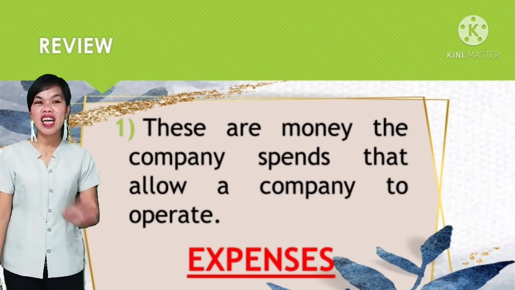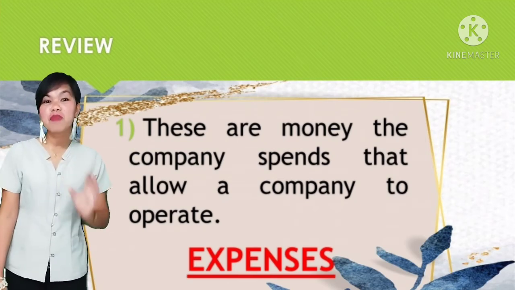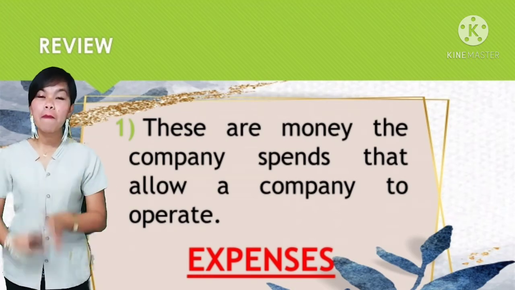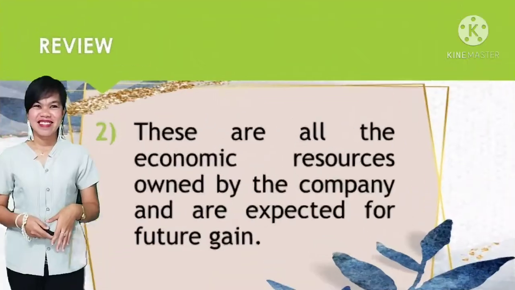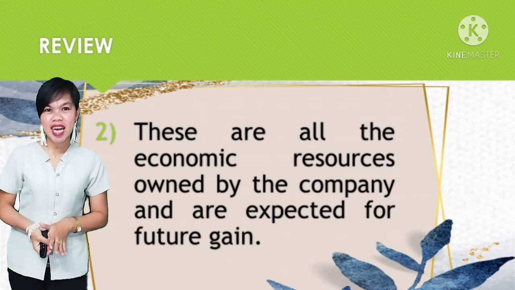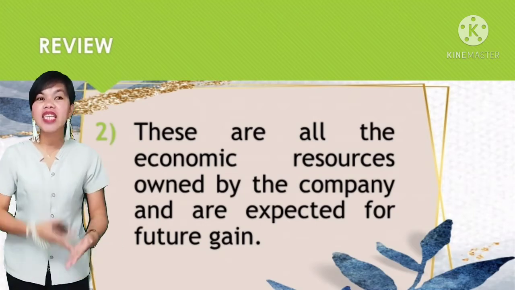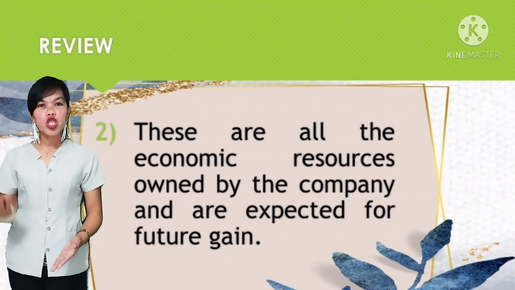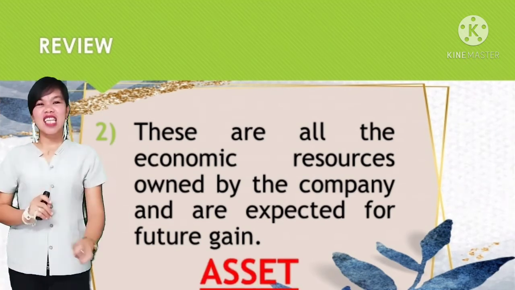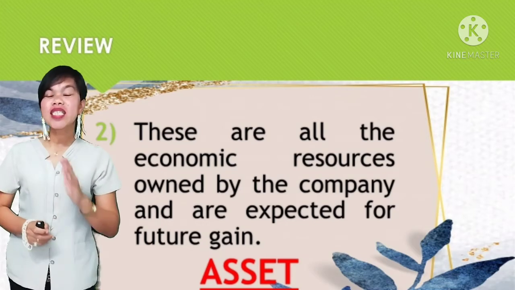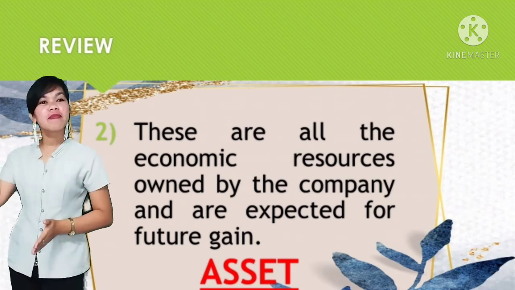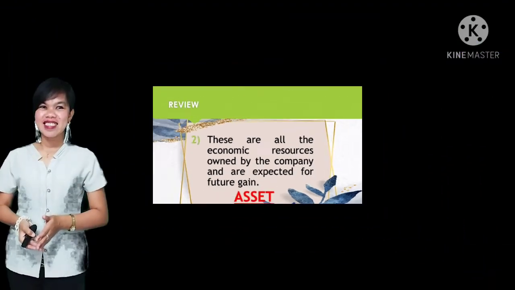Yes, the answer is expenses. These are money the company spends that allow a company to operate. Number 2. These are the economic resources owned by the company and are expected for future gain. Correct! Asset is the answer. Assets are all the economic resources owned by the company and are expected for future gain.